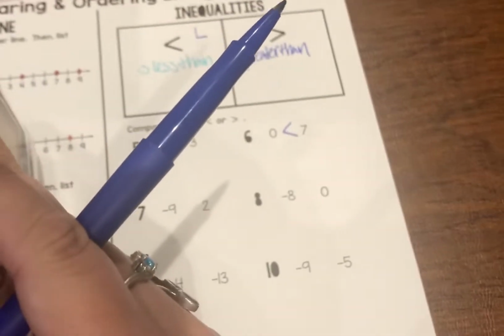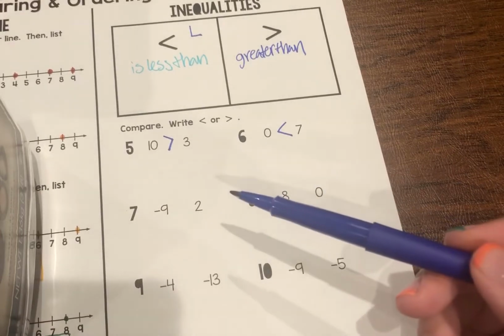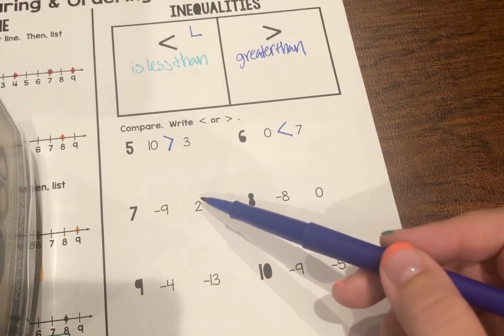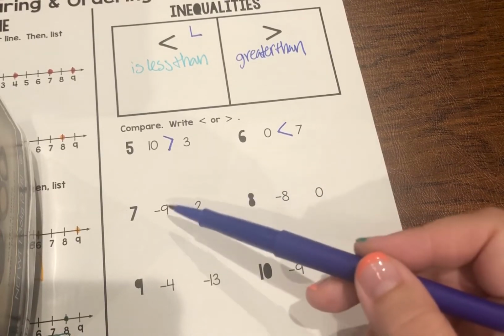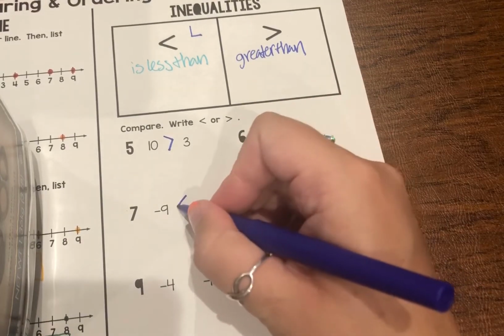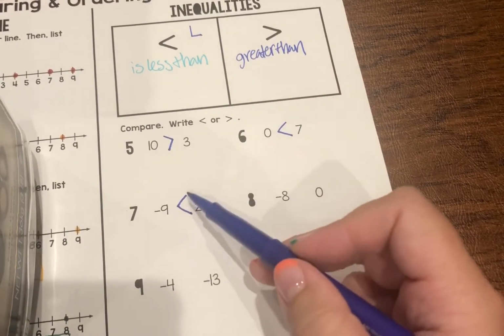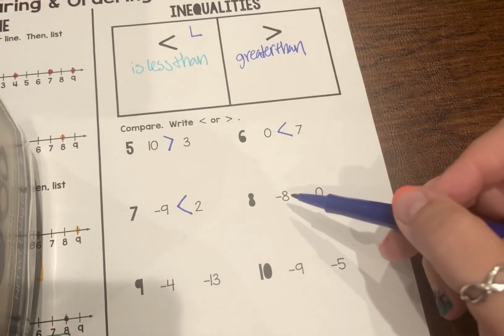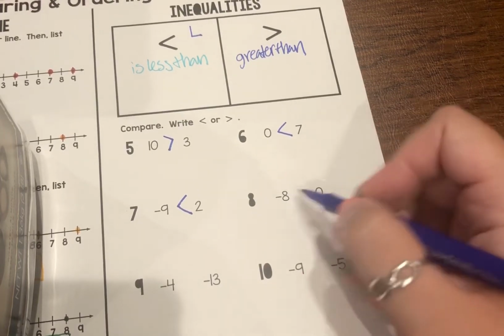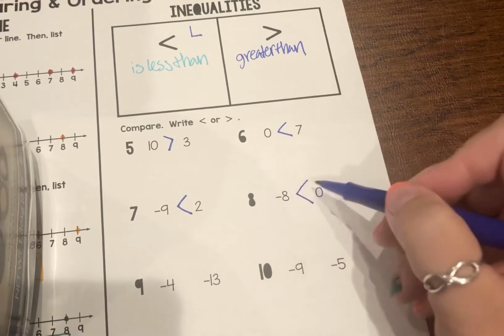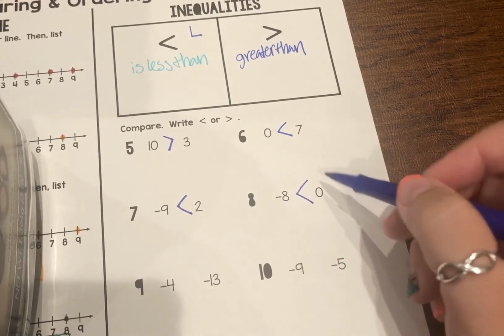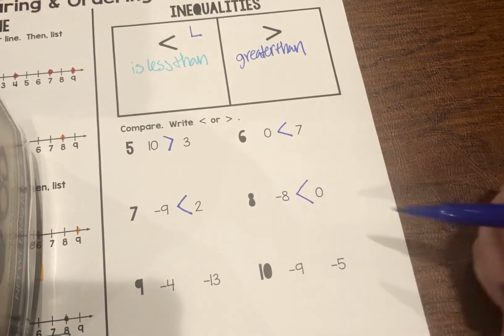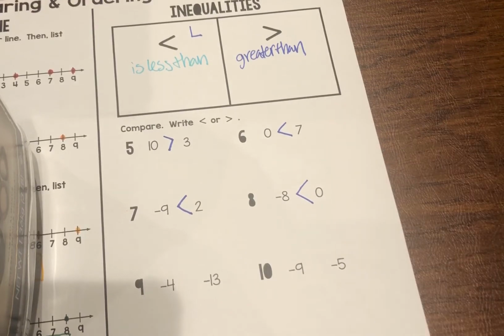Okay, or again, if you're just comparing two numbers, I always think, how much money would I have? Would I rather have positive amount of money or negative money? I'd rather be in the positive. So -9 is less than 2. Okay, what's bigger, a negative number or 0? 0 is actually bigger. So -8 is less than 0. Or have your open end facing the bigger number. Whichever way is easier for you to think about it.